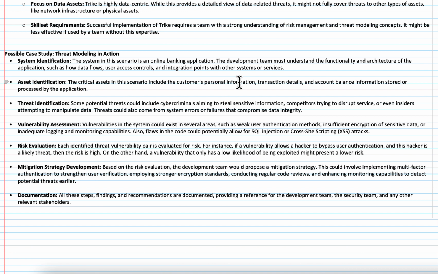We're going to first start with an online banking application. That's the overall application we're going to deal with. The first thing you want to do is identify that system. In this scenario, it's an online banking application. You need to understand the functionality and the architecture of the application, as well as how data flows in and out of it, and what the integration points are.